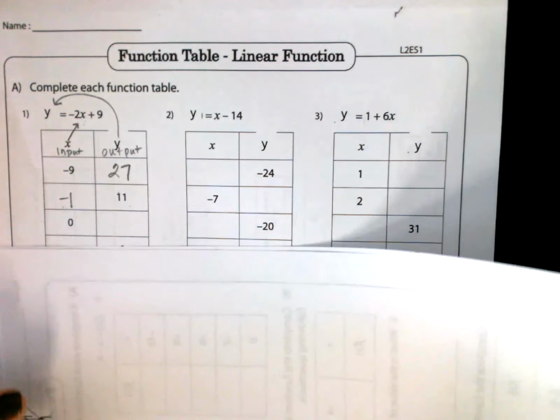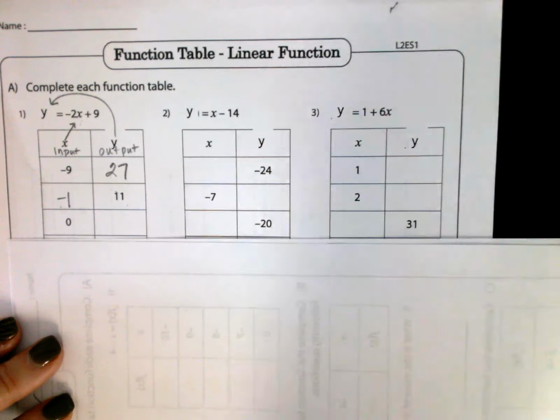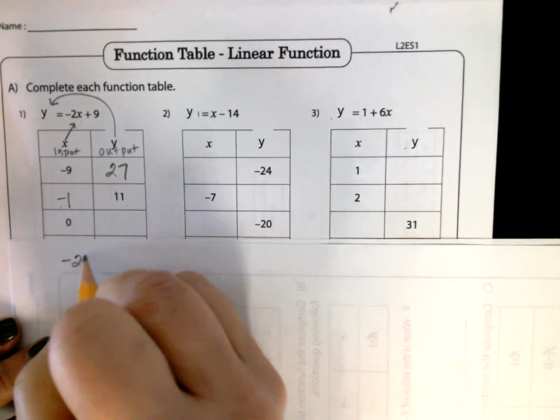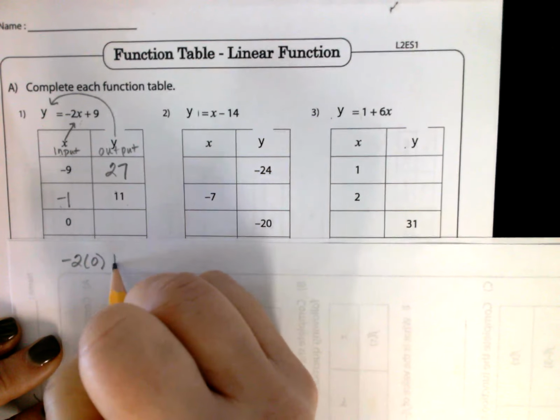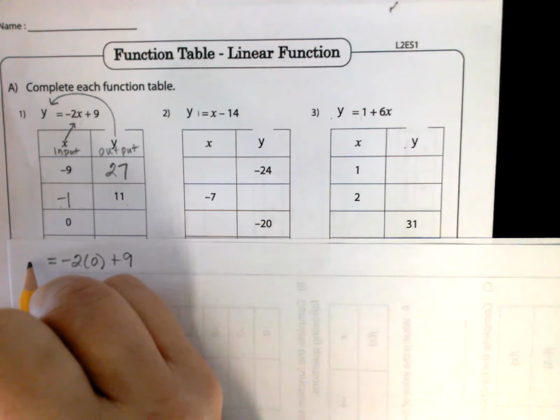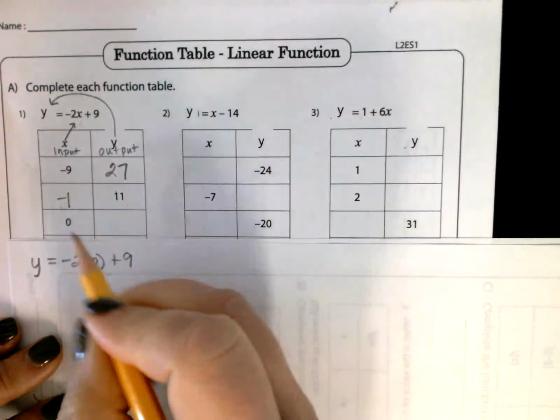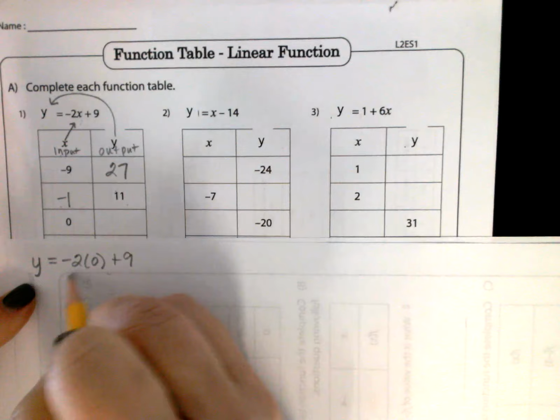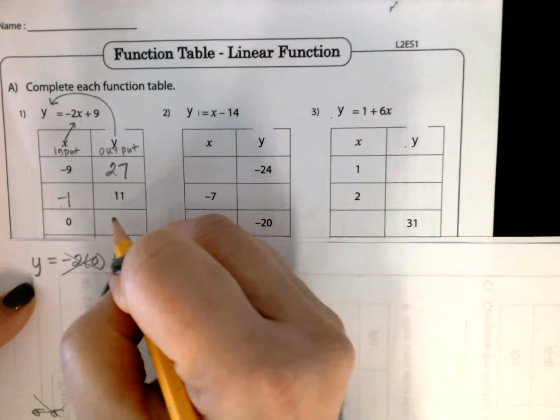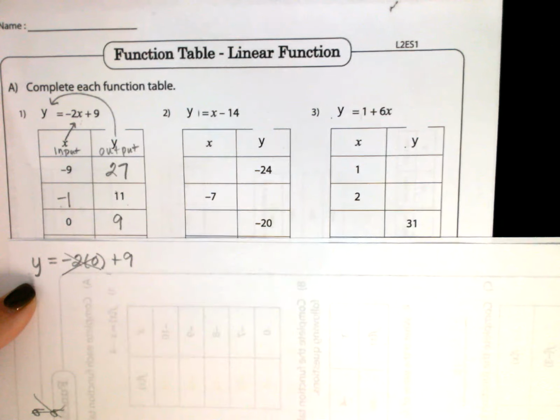This time we are going to put 0 in for x. -2 times 0 plus 9 will equal y. So I multiply, that goes away. I get a solution of 9.